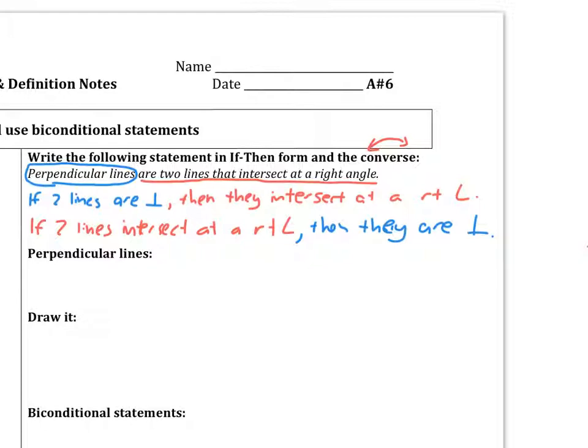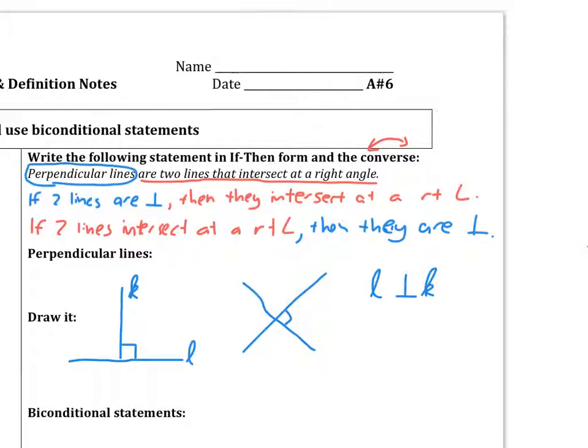So what are perpendicular lines? Well, we can draw that real quick. We know that perpendicular lines look something like this, and it doesn't have to be an upside down T. They can be crosshairs, they can be anything like this, as long as we identify it with a right angle in there. So how would I write that though? L and K, so these are my two lines, and I can say L is perpendicular to K.